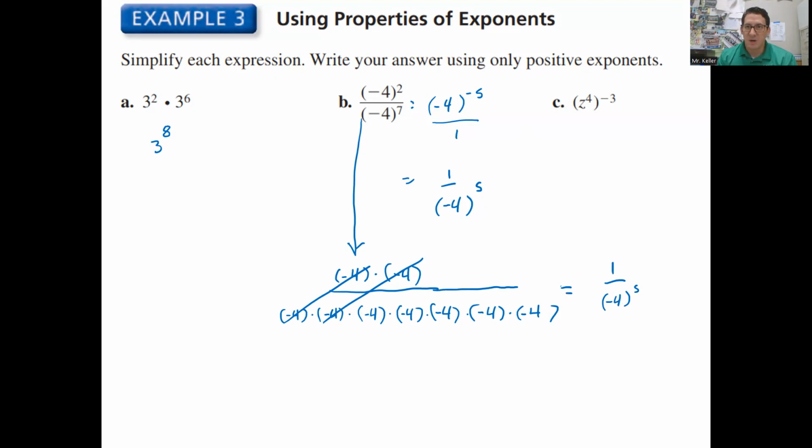All right. Next one here, z to the 4th to the -3. 4 times -3 is -12. And again, that flips the fraction, so it'd be 1 over z to the +12 is what we were looking for.